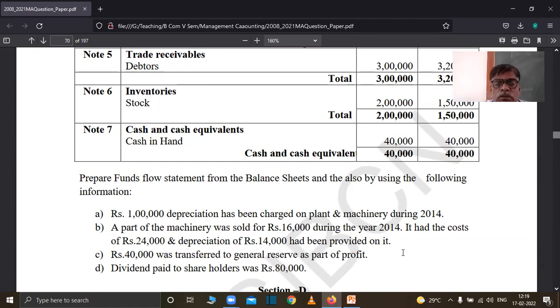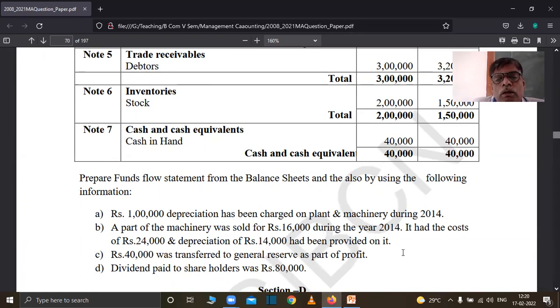And a part of machinery sold for 16,000 during the year. Sold for 16,000. So this is called by bank. In the plant and machinery account, by bank 16,000 sale. And it had a cost of rupees 24,000. Out of 24,000, 14,000 depreciation provided. Now you have to find the profit or loss on that.